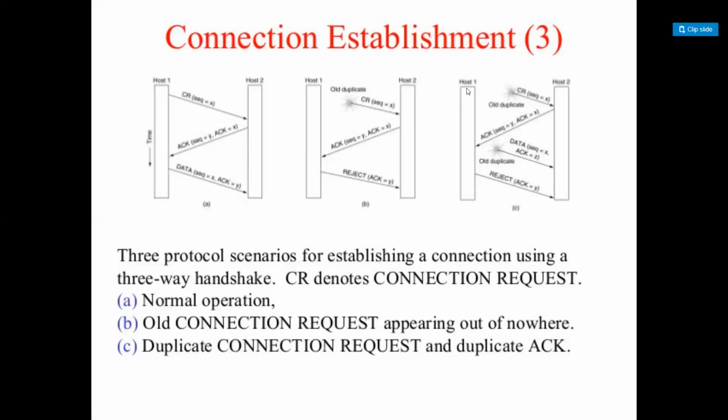The second diagram shows the old connection request appearing out of nowhere. See here, the old connection request appears from nowhere. That situation is called an old duplicate.